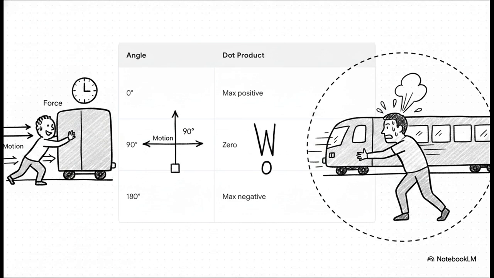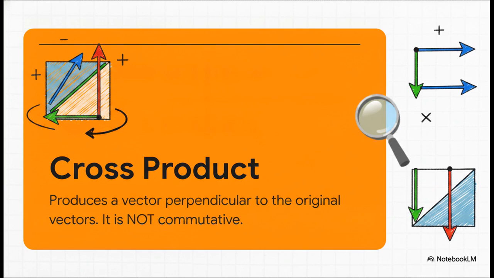You could push completely sideways on a moving train all day long, sweat literally pouring down your face, and physically speaking, you have done 0 work on that train's forward motion. Crazy, right? Let's move to the second type of multiplication and see how this builds.